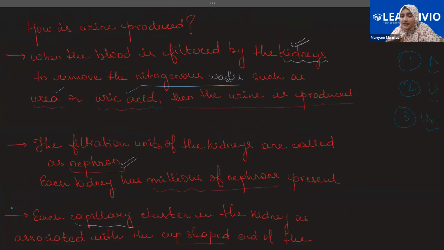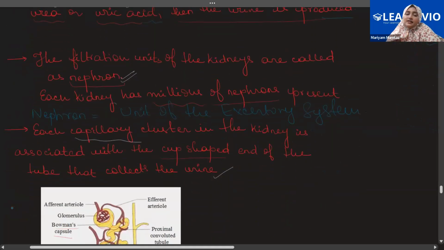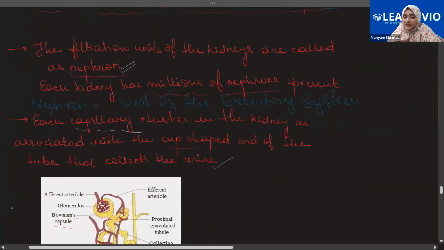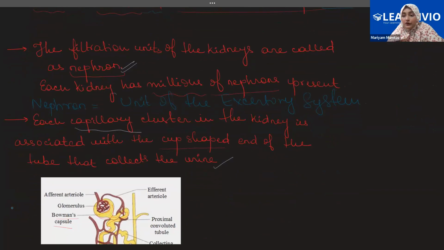And just like how the cell is the basic unit of life, we call the nephron the unit of the excretory system. The unit of the excretory system is the nephron. Meaning if the nephron is not present, then the excretion process will not take place. So the most basic fundamental unit of the excretory system is the nephron.